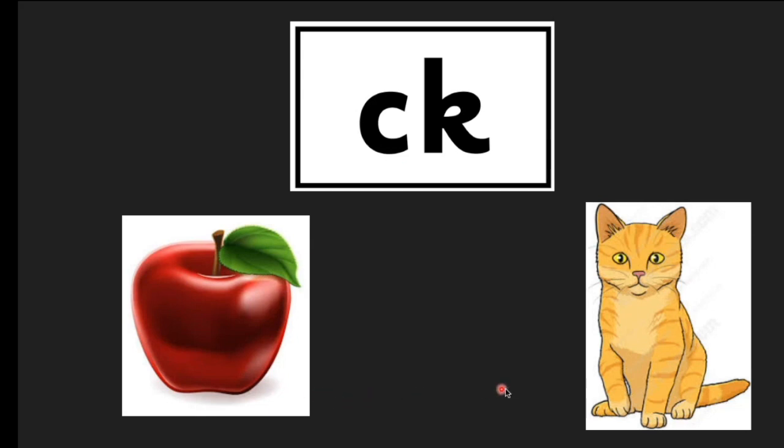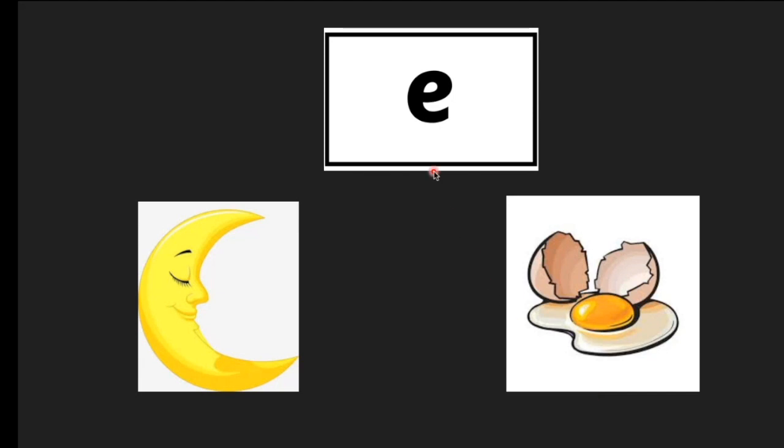Next, let's go on to the next picture. What do you see here? All right, this is a cat. Now, listen carefully as I say the sounds for the word cat. K-A-T, cat. Again, K-A-T, cat. Do you hear the K sound in the word cat? Yes, the word cat has the K sound. Now let's move on to the next letter sound.